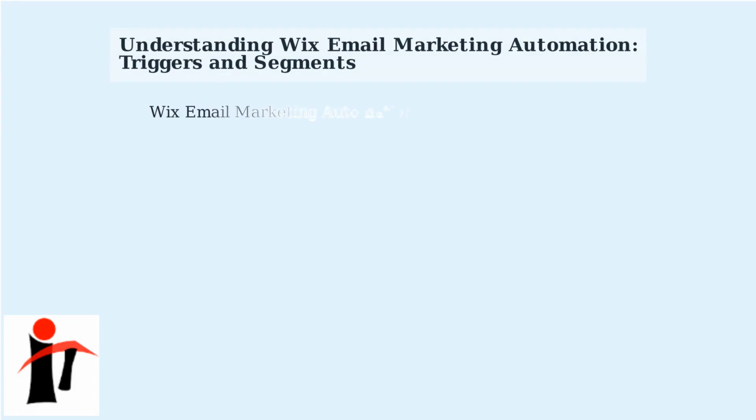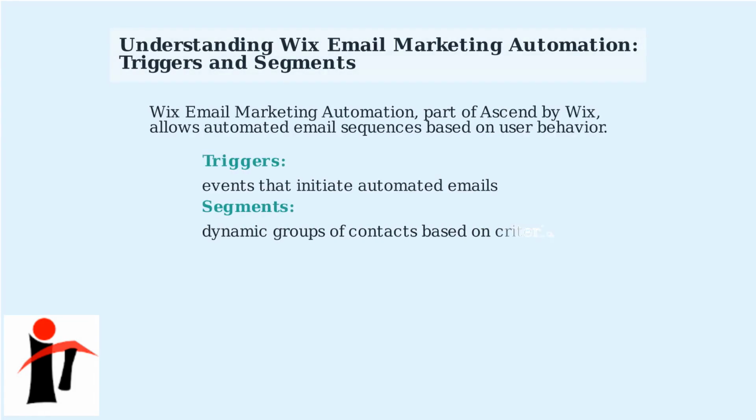Wix Email Marketing Automation, part of Ascend by Wix, allows you to create automated email sequences based on user behavior. The two core components are triggers and segments. Triggers are events that initiate automated emails, like when a user signs up. Segments are dynamic groups of contacts created based on specific criteria, enabling targeted messaging.